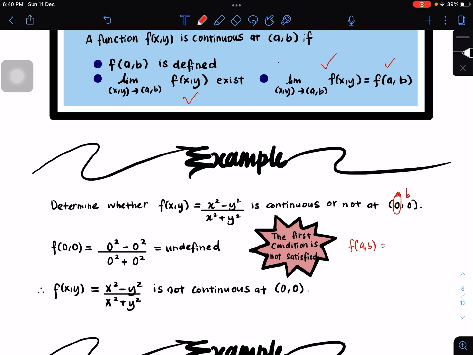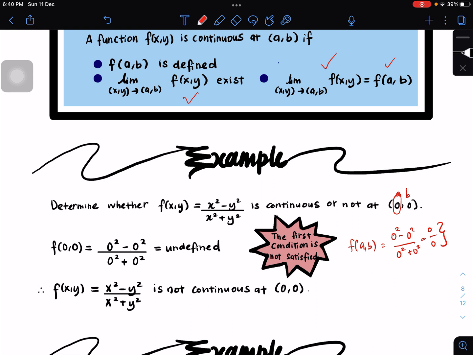Okay, it means that the value of x you need to substitute with 0, and the value of y you need to substitute with 0. So when you substitute x and y equal to 0, 0 square minus 0 square over 0 square plus 0 square is equal to 0 over 0. So 0 over 0 is undefined.